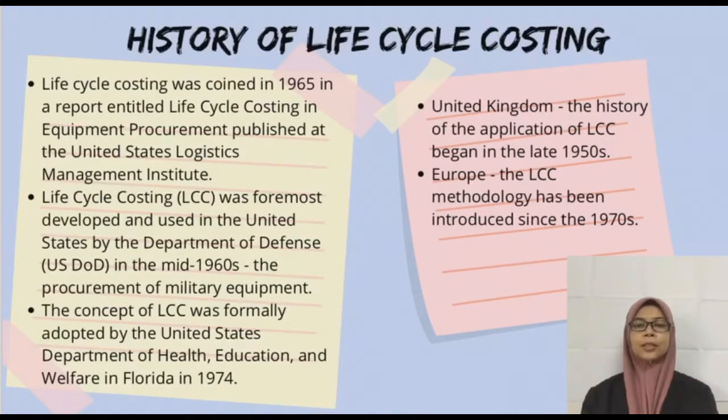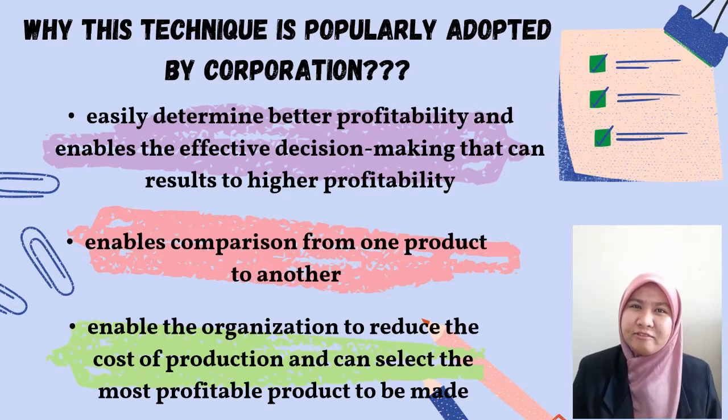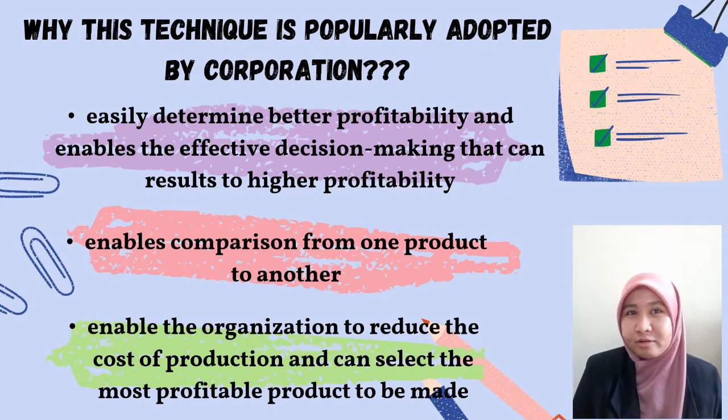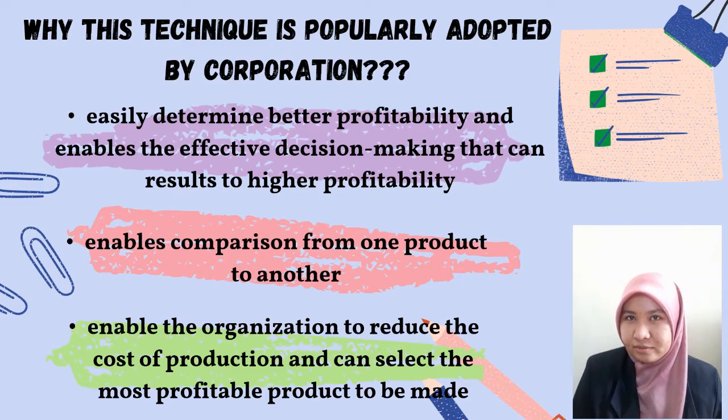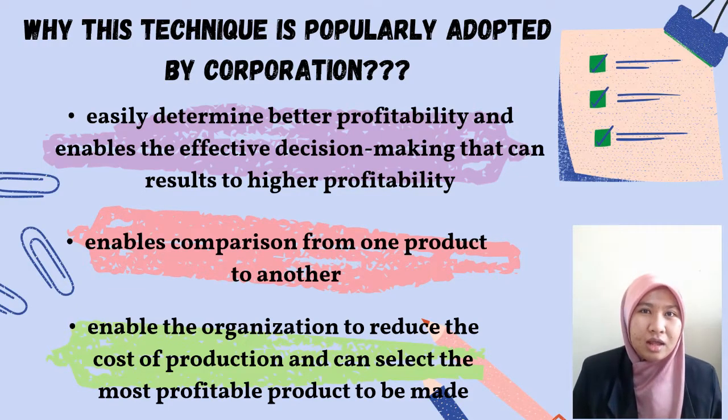Why is life cycle costing properly adopted by corporations? Life cycle costing helps organizations to easily determine better profitability and enables effective decision making that can result in higher profitability. It also enables comparison from one product to another, which can help the organization to focus on the cost at every stage. Life cycle costing will also enable the organization to reduce the cost of production and select the most profitable product to be made.